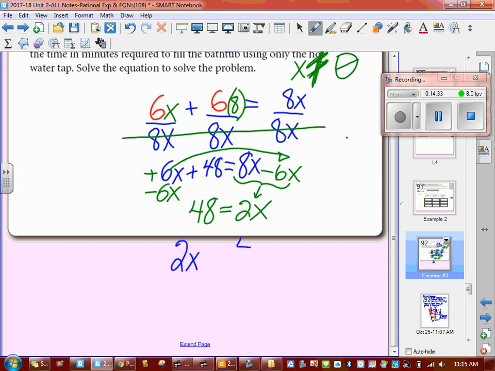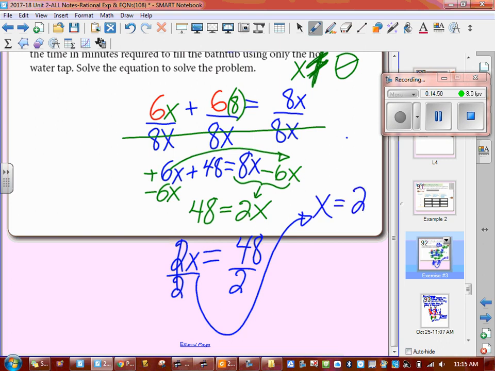Okay? All right, last step: divide by what's in front of your variable. Now we're going to get x is equal to 24. So the hot water tap is going to take 24 minutes to fill it all by itself.